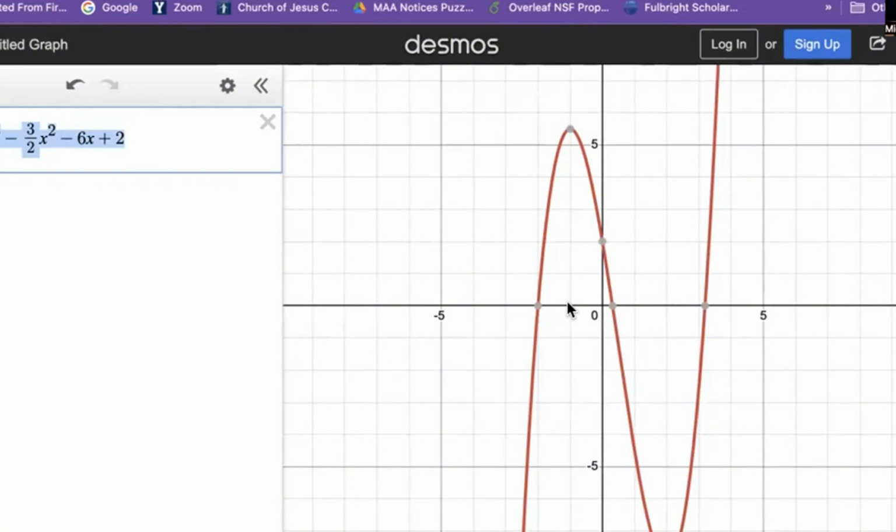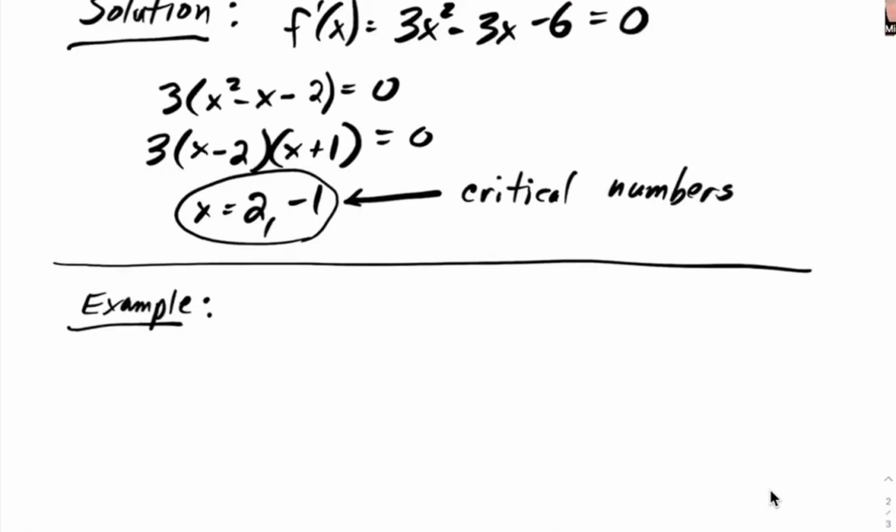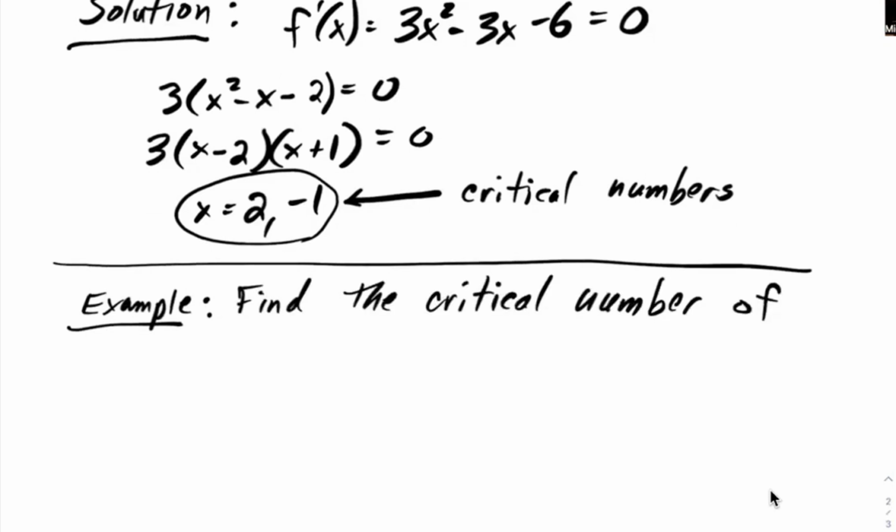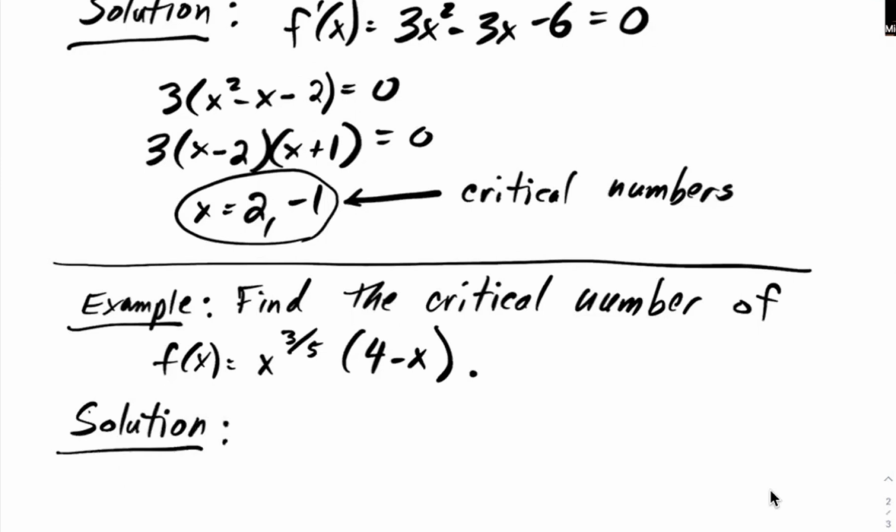Then at the other critical number, x equals -1, we have this, which is a local max. So there's a local max at x equals -1, and the y value of the local max is 5.5 or 11/2. All right, so going back to my iPad, let's do another example that's maybe a little bit more complicated. Find the critical numbers of the function f of x equals x to the 3/5 times 4 minus x. This one's going to be more complicated because it has a fractional exponent, but I think it's a good example for you to see to help you know how to do these problems.